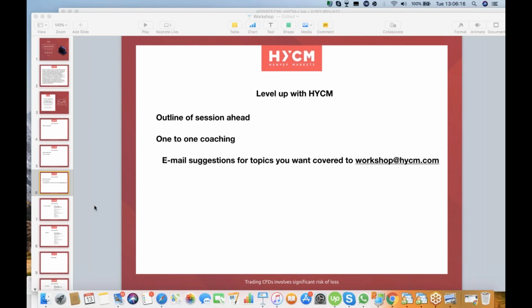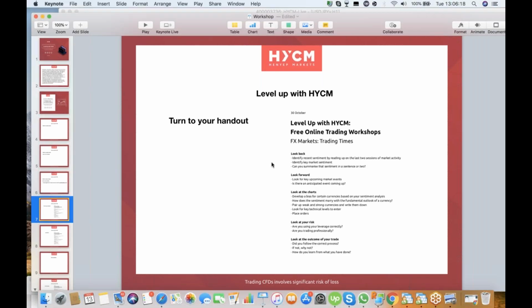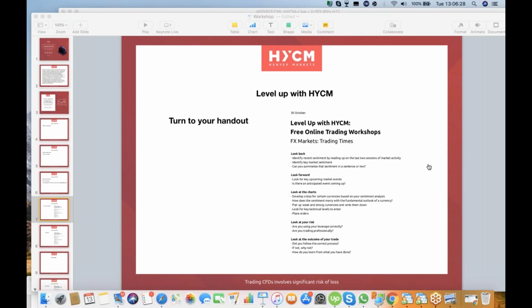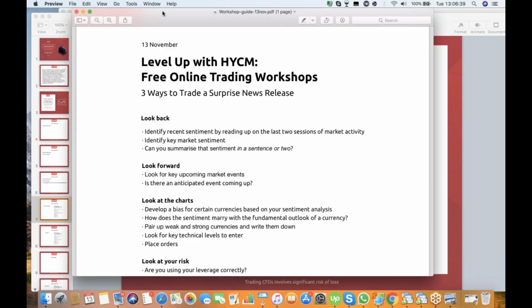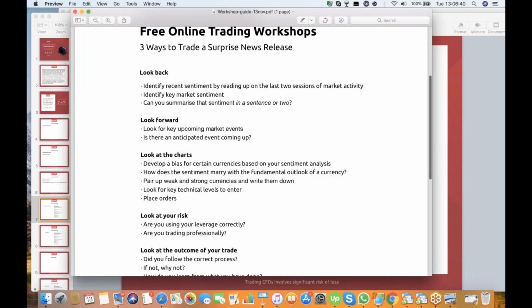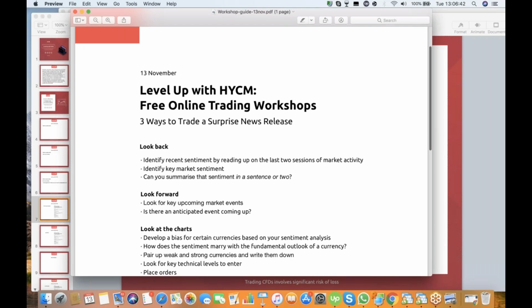So the next thing for you to do is to open up your worksheet. Again, if you've just joined us later on, go to the handout section, click on workshop guide, and your workshop guide should come up and look like this. Make sure you have that.